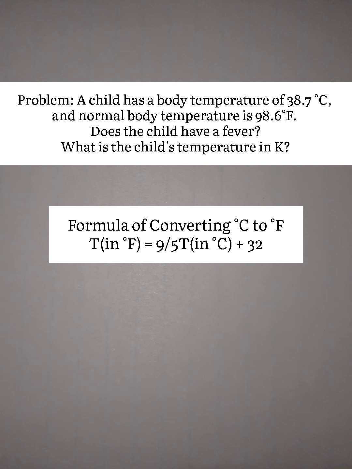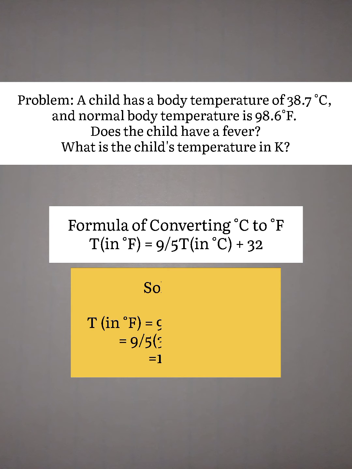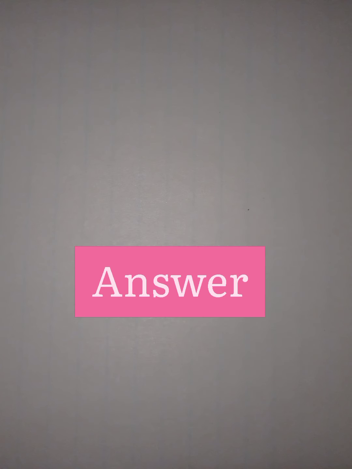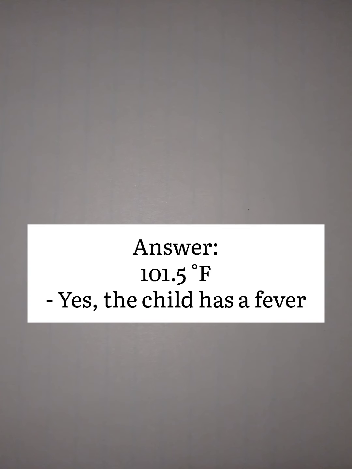So, temperature in Fahrenheit degrees equals 9 over 5 times temperature in degrees Celsius plus 32 equals 9 over 5 times 38.7 degrees Celsius plus 32 equals 101.7 degrees Fahrenheit. That means, yes, the child has a fever.